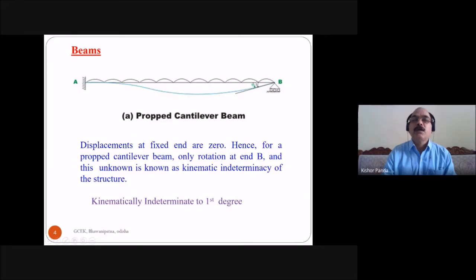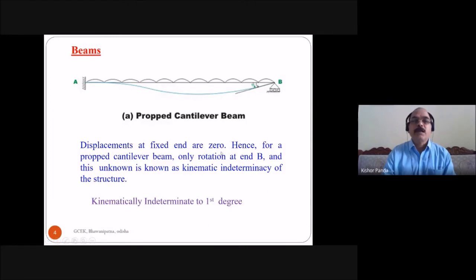So this is only one displacement that takes place. So what is the degree of kinematic indeterminacy? This is a kinematically indeterminate structure, and that is to the first degree. Means here, this is the displacement that takes place. This is the rotational displacement that takes place.